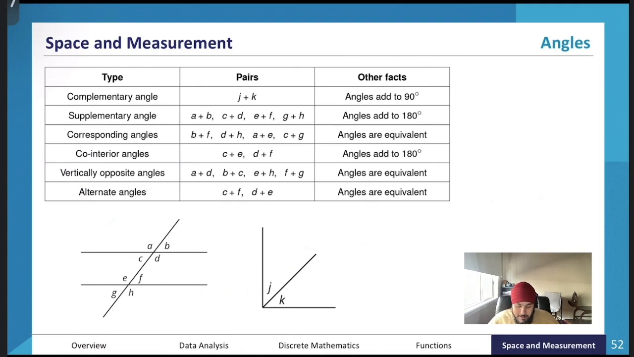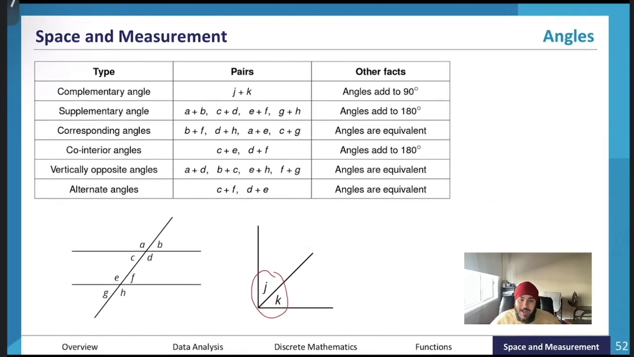So let's look at all of these. First of all, what is a complementary angle? Complementary angles are angles that, when you add them up together, add up to 90 degrees. For example, J and K are complementary angles. Okay? What about supplementary angles? Supplementary angles are angles that, when you add them up together, add up to 180 degrees.